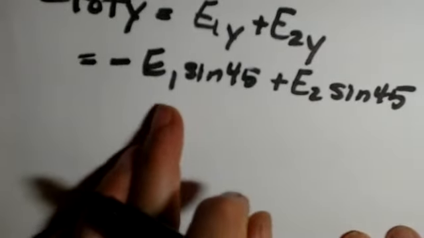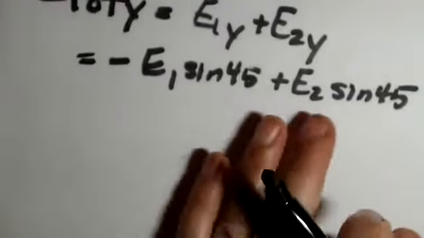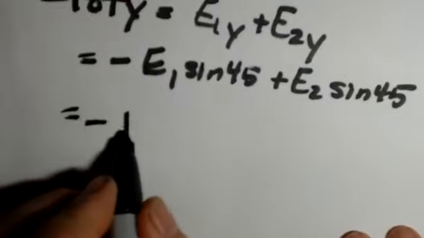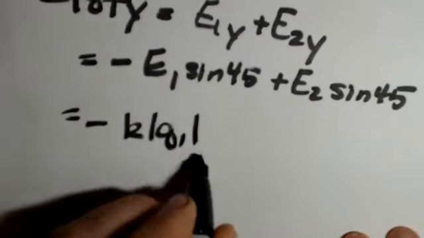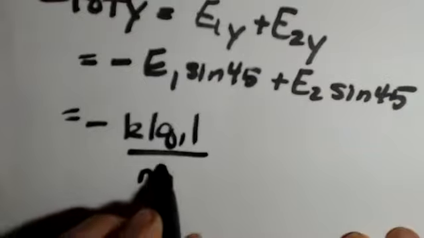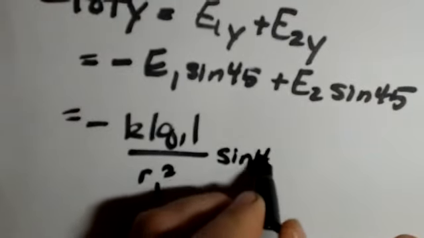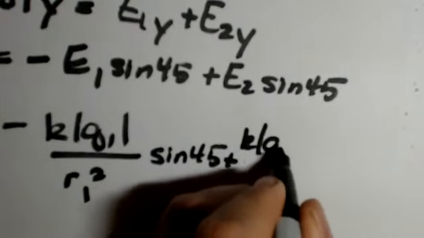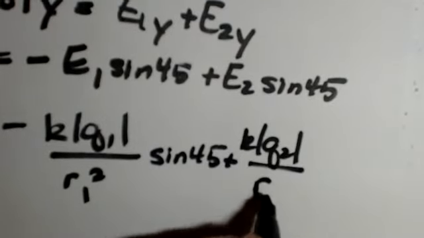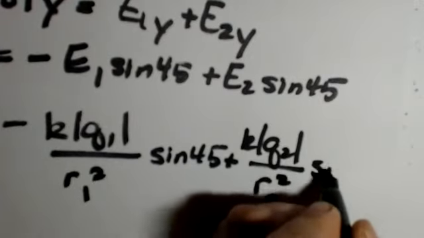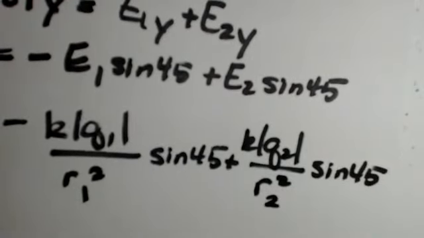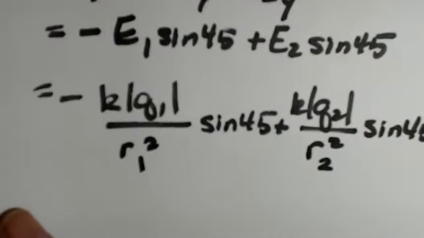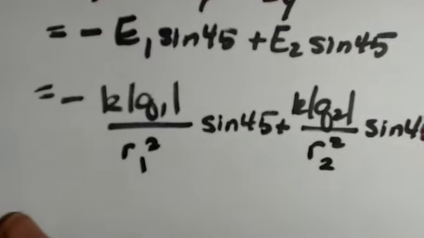And I'm going to use that same expression to plug in for E1 and E2 because it's still the electric field magnitude. So it's going to be minus K magnitude of Q1 over the distance to charge 1 squared sine 45, plus K magnitude of Q2 over the distance to charge 2 squared sine 45. And I know all that, right? That gives me X and Y, but I'm not done.